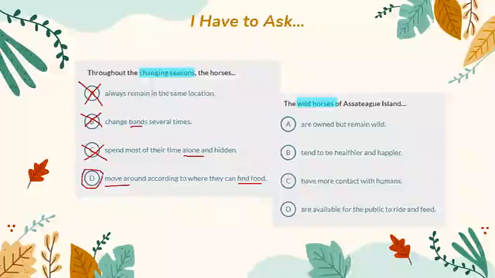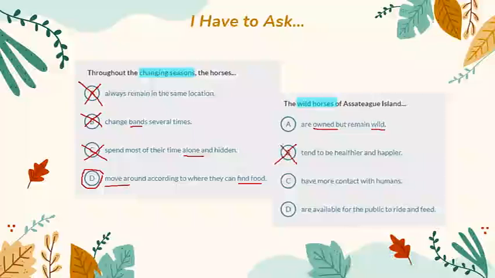And the wild horses of Assateague Island A, are owned but remain wild. Okay, they are owned by different states and they are allowed to be wild horses. That's very possible. B, tend to be healthier and happier. Well, I'm not sure that they're healthier. It doesn't really say that. And who would know if they're happier? I can't really ask them. So I'm going to get rid of B, I believe.